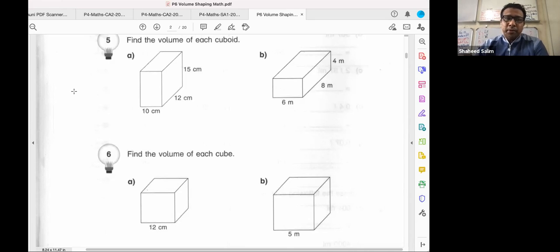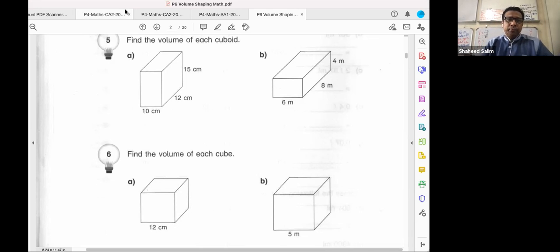Davish, come on, Davish. Use a calculator, Davish. Okay, but don't you put the unit there. If you want to put, we've got to put m to the power of 3, yeah? Okay, but B is correct. Davish, did you send A? A is 15 times 12 times 10, 1,800.